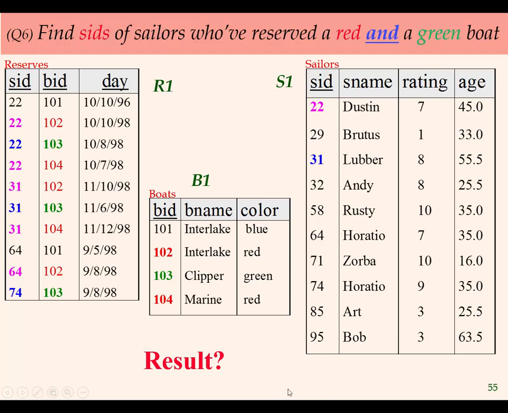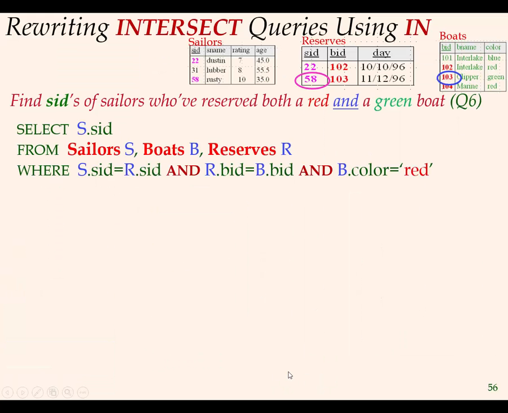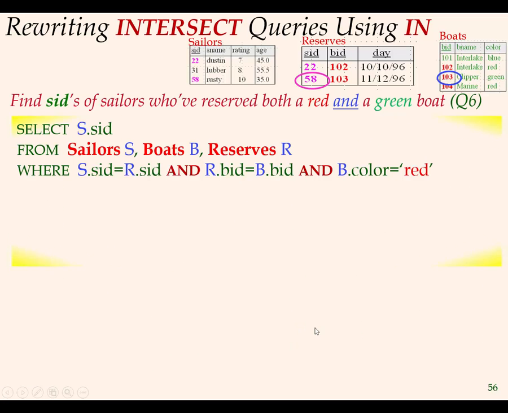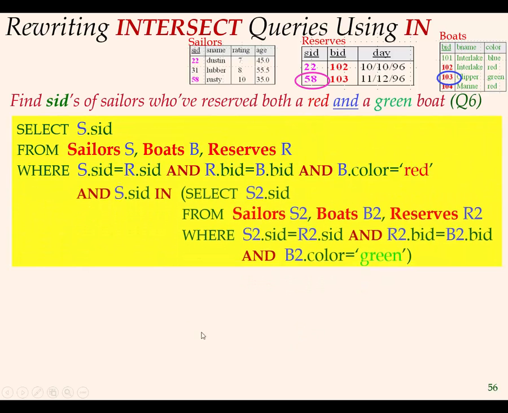Okay, now let's answer this using the INTERSECT and using the IN. So I want to select the sailor ID from sailors, boats, reserves, where SID, again, foreign key, and B color is red. But again, this is actually asking you to answer the AND. Okay, so this is a different way of using an AND.